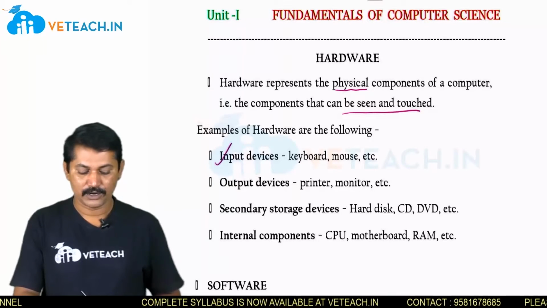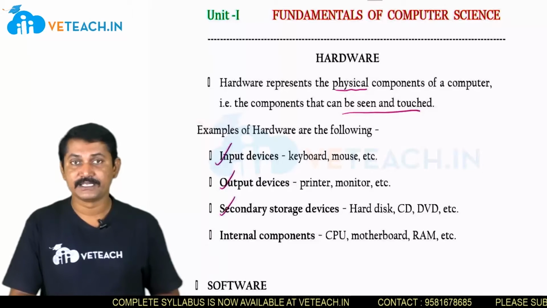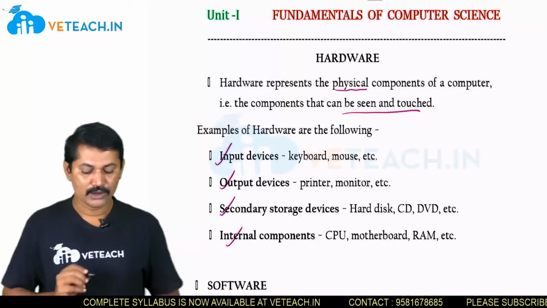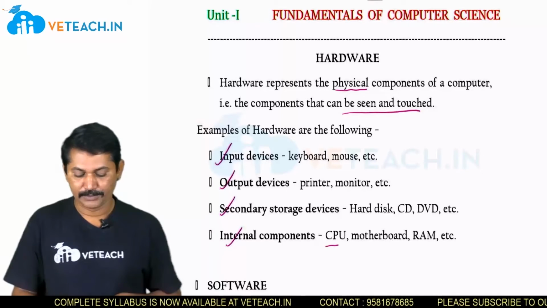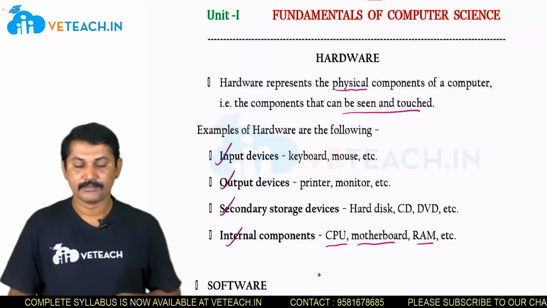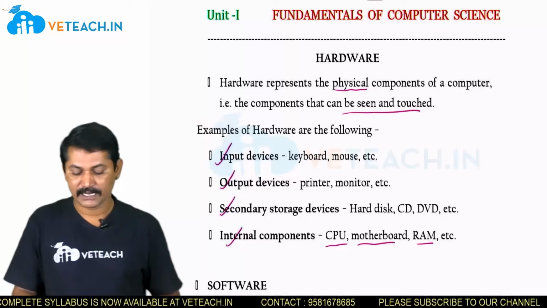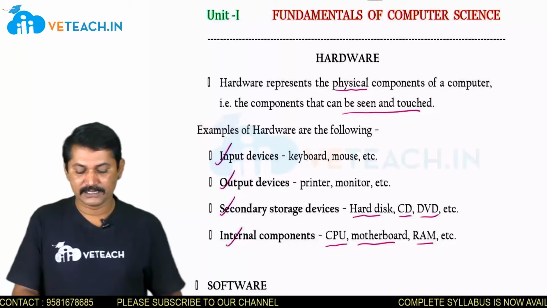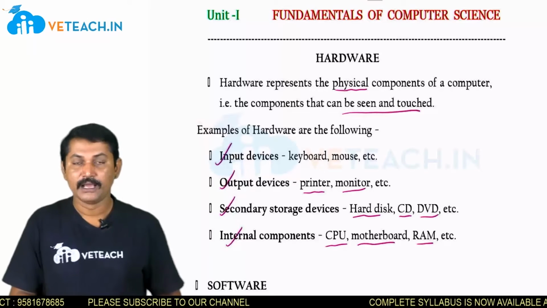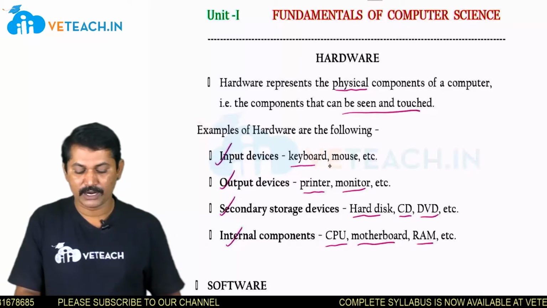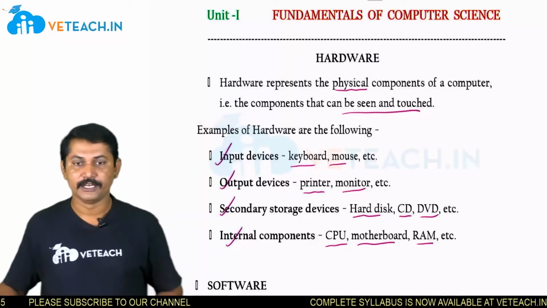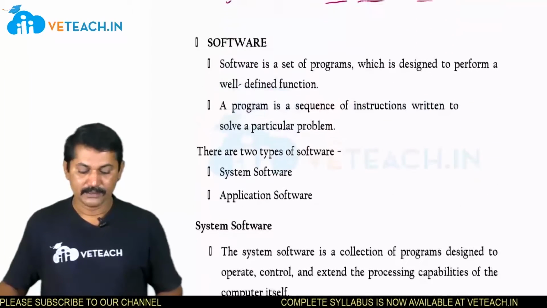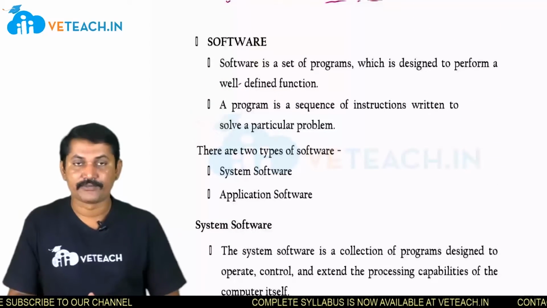Input devices, output devices, secondary storage devices, and internal components like CPU, motherboard, RAM, and secondary storage devices like hard disk, CD, DVD, output devices like printer and monitor, and input devices as keyboard and mouse and some other input devices. And next one is software.